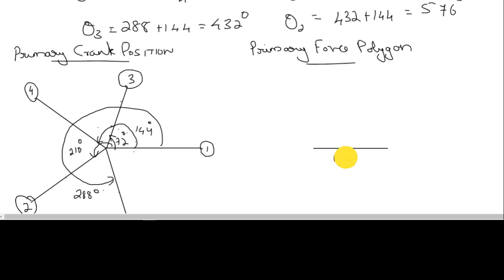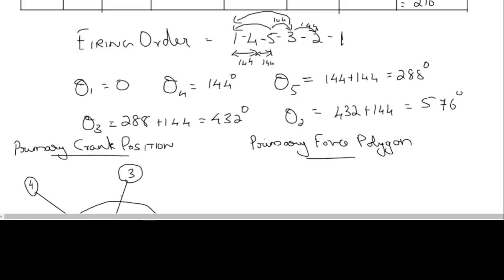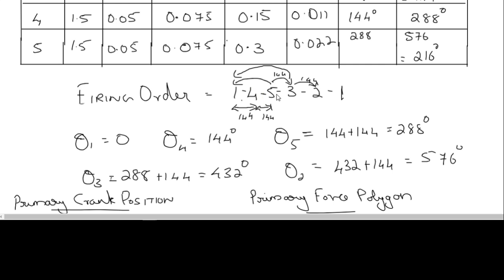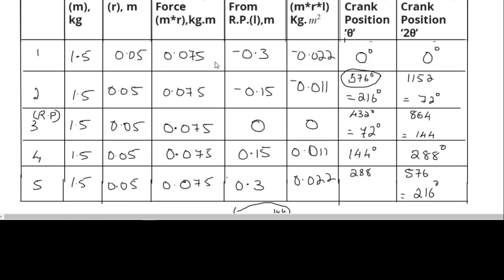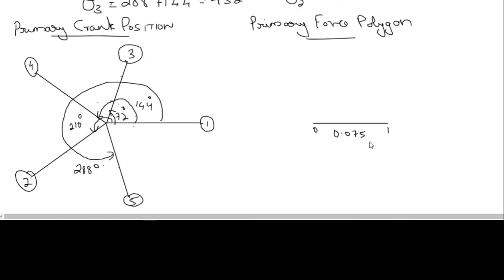Now you should draw according to the firing order. Let's name it O, and this will be 1. The firing order is 1, 4, 5, 3, 2, 1. So after 1, you should draw 4. And you should not consider the angle. If you want, you can consider it as 144. Otherwise, if you have this diagram, then it is easy to draw. Just use a scale.